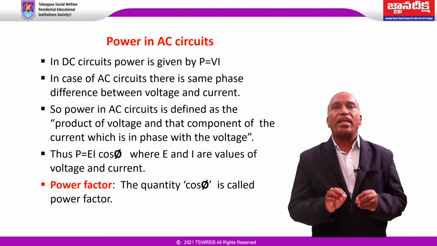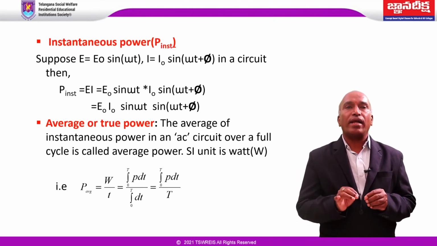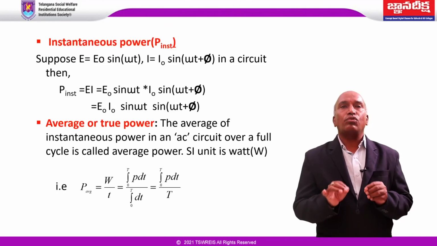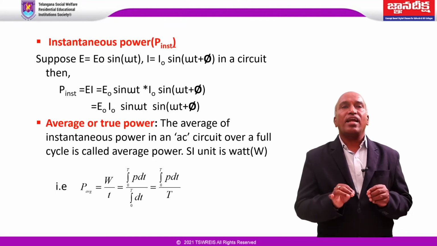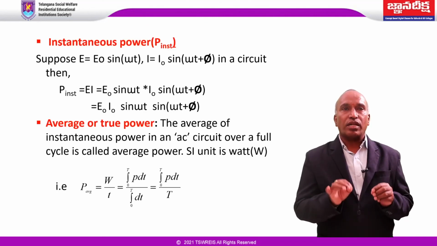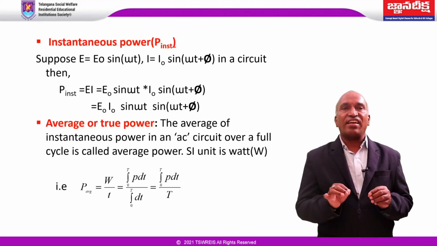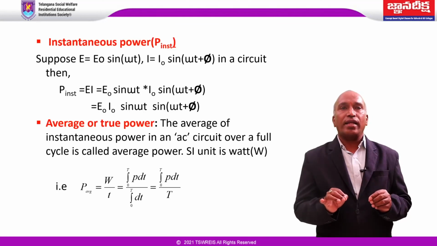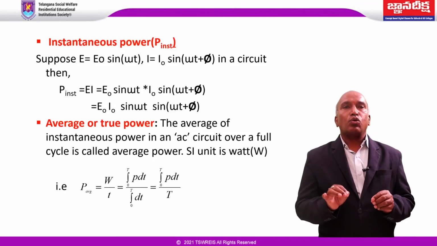Instantaneous power, P instant. Suppose E is equal to E naught sin omega t, I is equal to I naught sin of omega t plus phi in a circuit. Then P instantaneous is equal to E into I, that is equal to E naught sin omega t into I naught sin of omega t plus phi, that is equal to E naught I naught sin omega t sin of omega t plus phi. Average or true power.